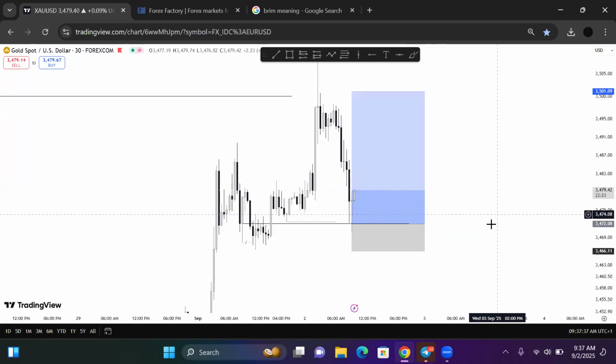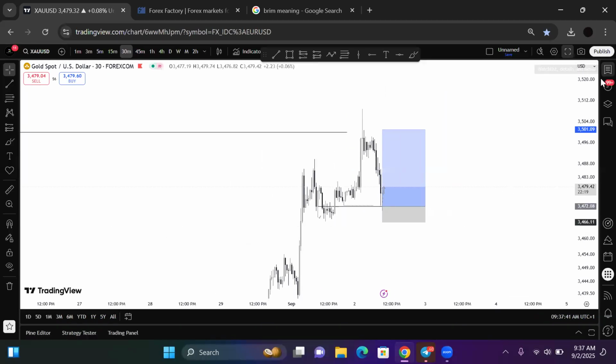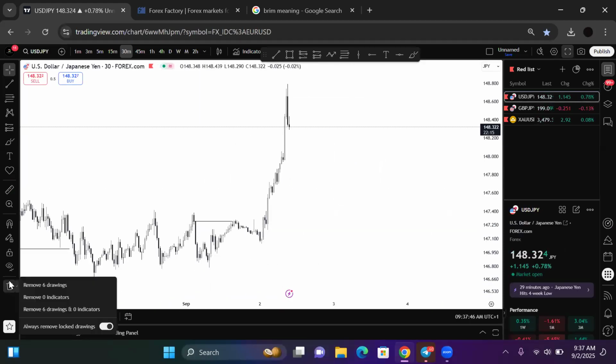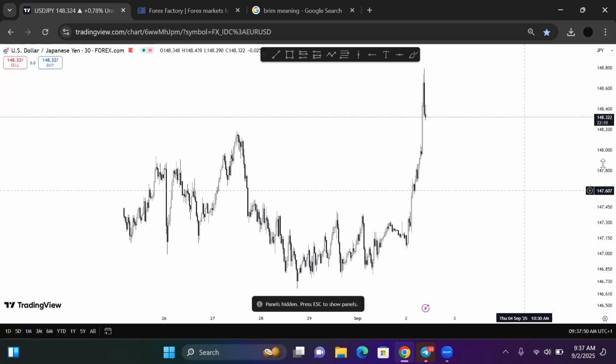So this is the trade we had on gold. Let's check other pairs and do top down analysis on them. USD JPY, what do we have? USD JPY has been buying massively.